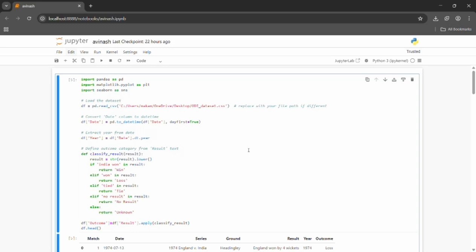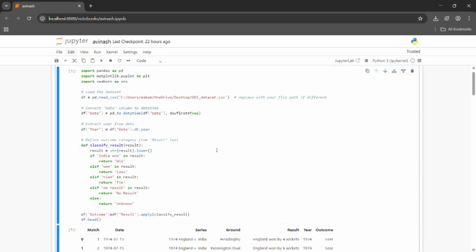Next, we convert the date column into a proper datetime object using Pandas datetime conversion. This allows us to extract the year for the trend analysis. The result column is text-based and inconsistent. To standardize this, we define a function to classify each result into win, loss, tie, or no result. With these pre-processing steps complete, we can now begin answering our key questions.